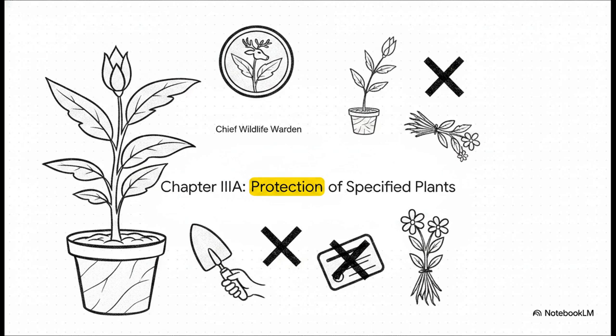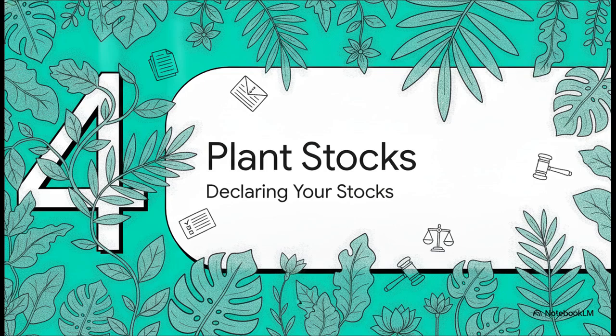This chapter specifically prohibited picking, uprooting, cultivating, or dealing in specified plants without a license. It completely flipped the script for nurseries, botanists, and commercial plant dealers, bringing them firmly under the watchful eye of the chief wildlife warden. So let's talk practical application in Part 4, declaring your plant stocks.